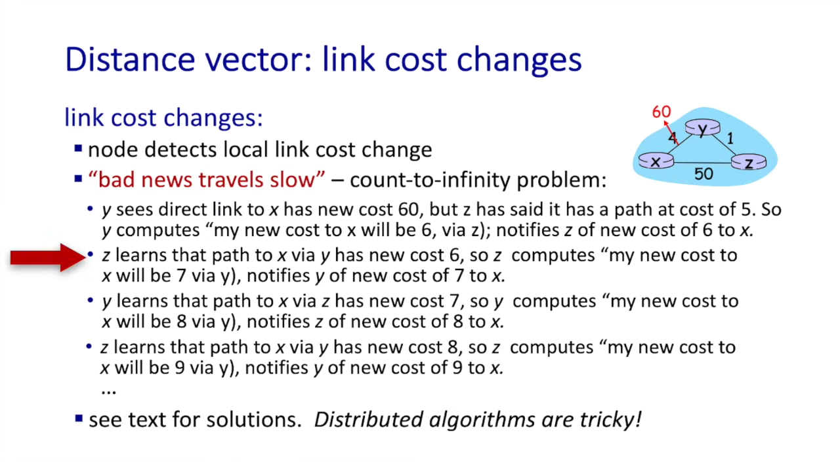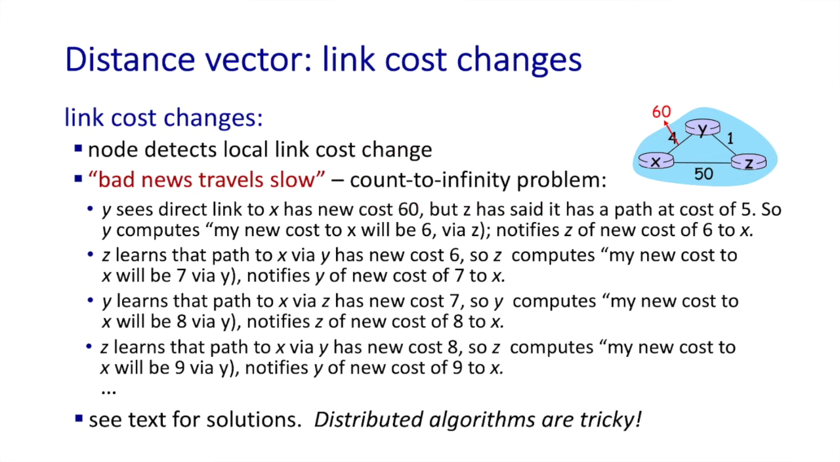Z then sees this update and says, golly, if Y's cost to X is 6, then my cost to X is now 7 through Y, and informs Y. Y says, uh-oh, if Z's cost is 7 to get to X, then my cost is going to be 8. Z then says, well, if Y's cost to get to X is 8, then mine is 9, and so on. This is what's known as the count to infinity problem.